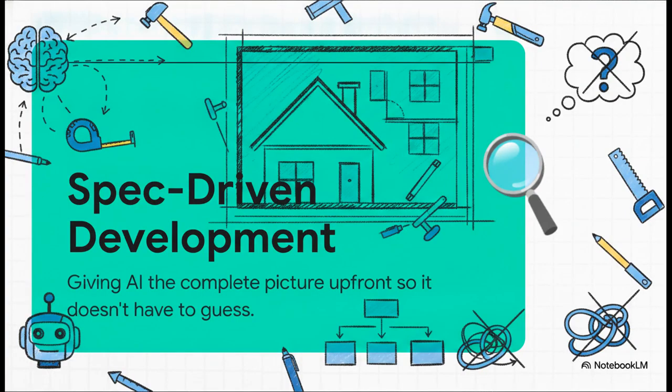So what exactly is spec-driven development, or STD for short? Let's just strip away all the technical jargon for a second. STD is simply giving the AI the complete picture up front so it literally never has to guess. Think of it like drawing a fully detailed architectural blueprint before you let a construction crew start building a house. Instead of discovering your requirements through this endless, painful back-and-forth conversation, you just front-load all the context right at the start.